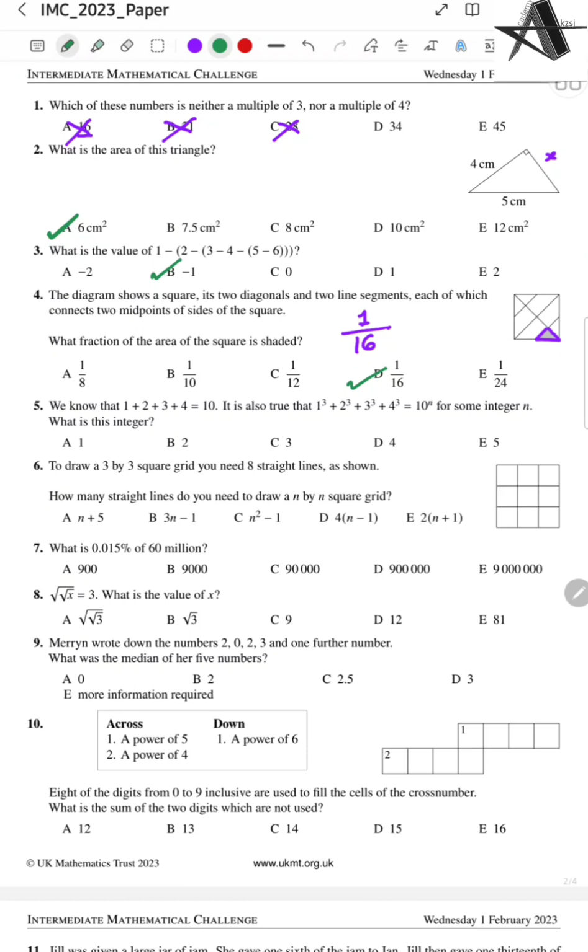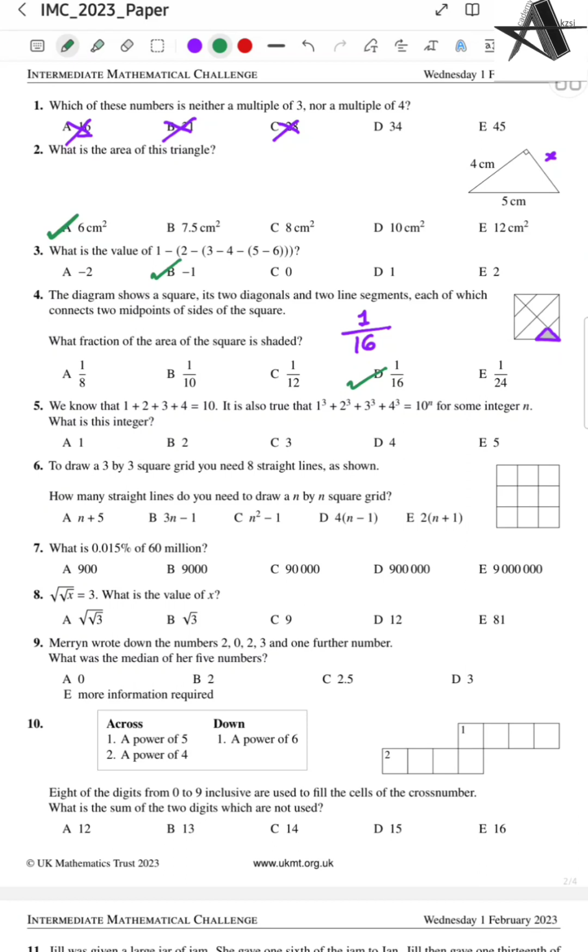Question 5. We know that 1 plus 2 plus 3 plus 4 equals 10. It is also true that 1 cube plus 2 cube plus 3 cube plus 4 cube is equal to 10 to the power of n for some integer n. What is this integer n?